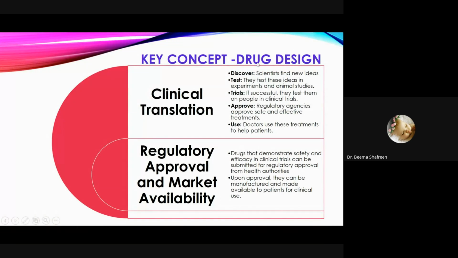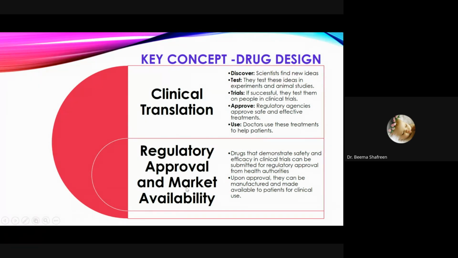So the next concept will be clinical translation, where the scientists will come up with a new idea, where the compounds which are identified will be taken for testing in in vitro experiments, as well as in vivo animal studies. And finally, the successful compounds will be taken for clinical trials and approved by the regulatory agencies, and the approved drugs with safe and effective efficacy will be taken by the doctors to be used for treatments to help the patients.